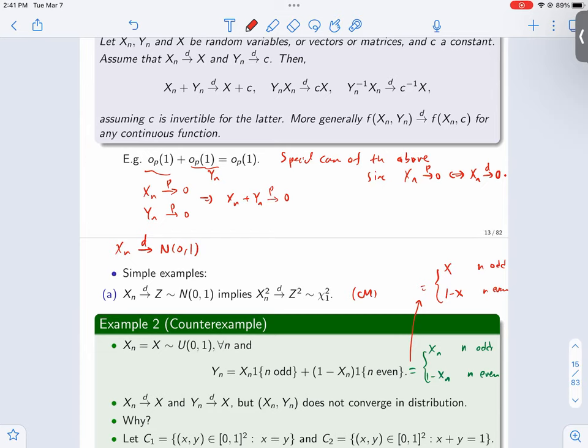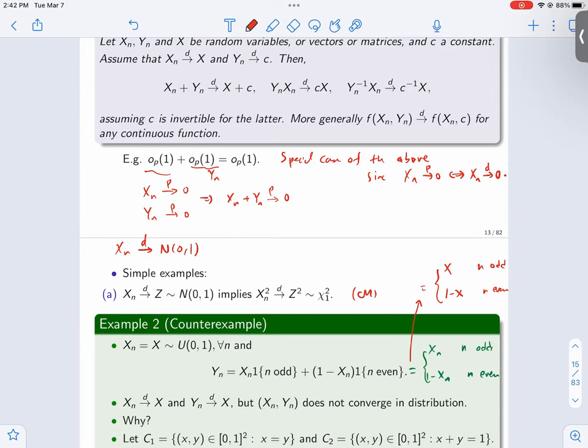So first, why does it converge in distribution to X? Basically, Yn converges in distribution to uniform 0, 1. Yn is Xn or 1 minus Xn. Really, it's X or 1 minus X because Xn is equal to X. Is it uniform 0, 1 for all n? Why? It is true. X is uniform 0, 1, and 1 minus X has uniform 0, 1 distribution too, by symmetry. So Yn has uniform 0, 1 distribution no matter what n is. So the distribution is constant, so it has to converge.